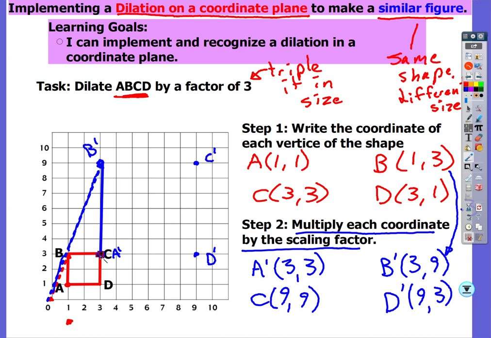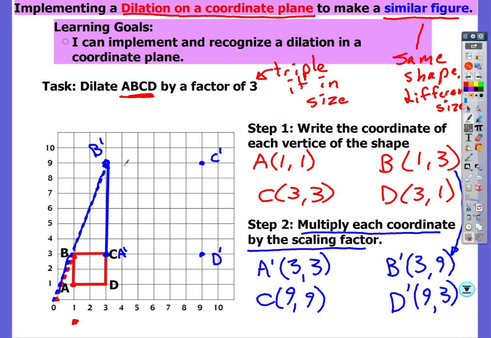I've got a geometric shape that has the exact same angles to it. However, let's see if I can fix. I'll just draw these by hand. My arrow tool isn't quite working, right? That's okay. So if I look at this, I've got a shape that is 3 times in size. So it's dilated by a factor of 3.